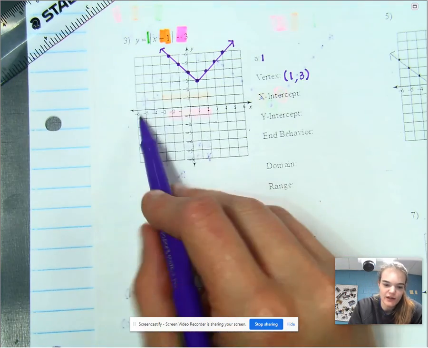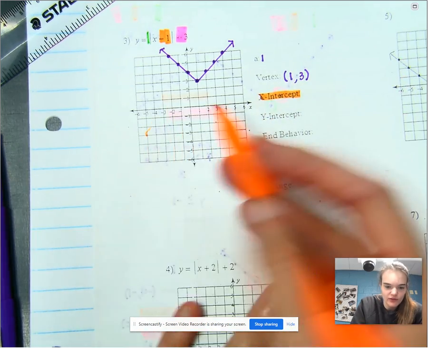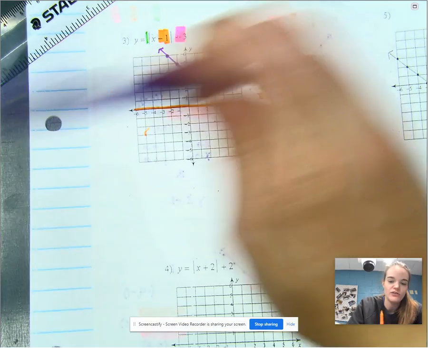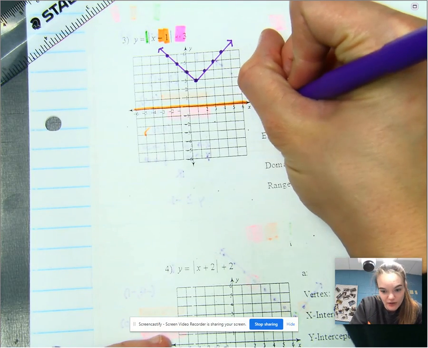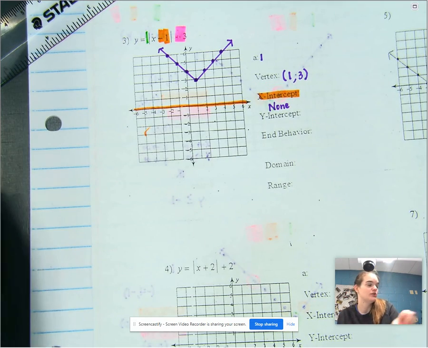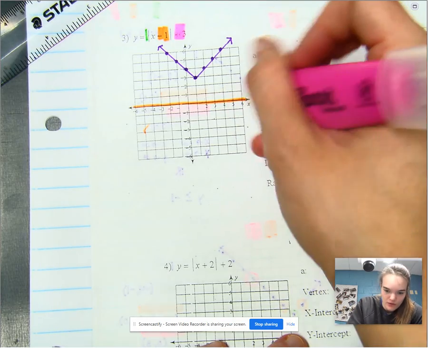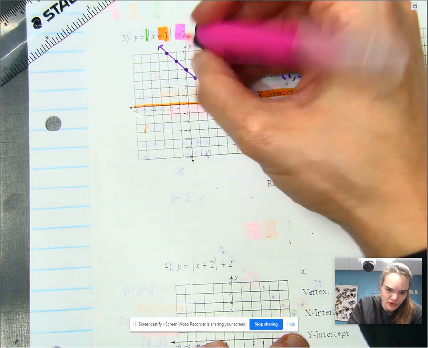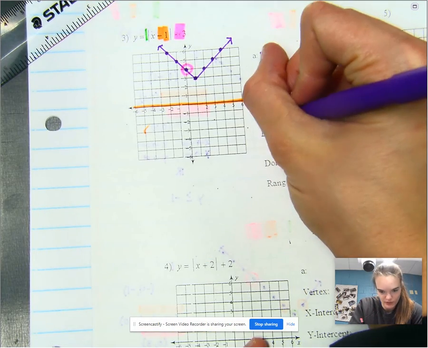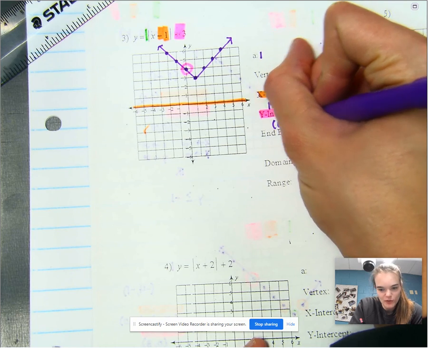All right, the x-intercept is where it crosses the x-axis. It doesn't. I don't write 0, I literally write none, and I don't want you to leave it blank because writing none lets me know that you looked for it, but you didn't find one. You need to write none. The y-intercept. It does cross the y-axis at +4. So 0, 4.